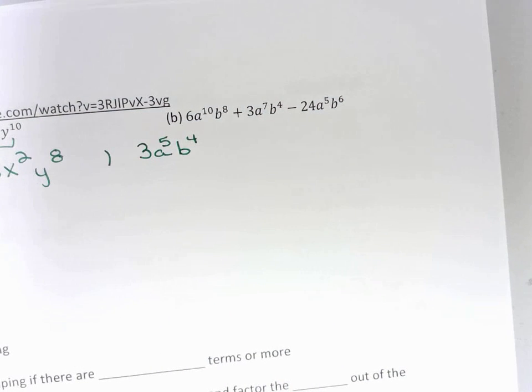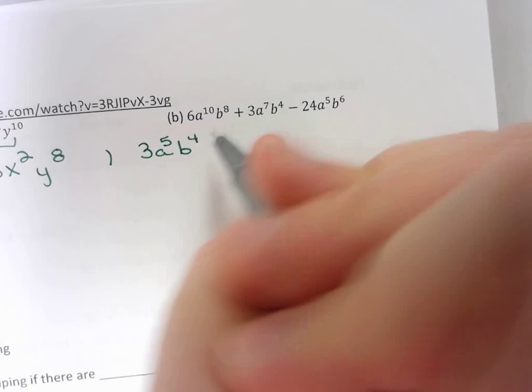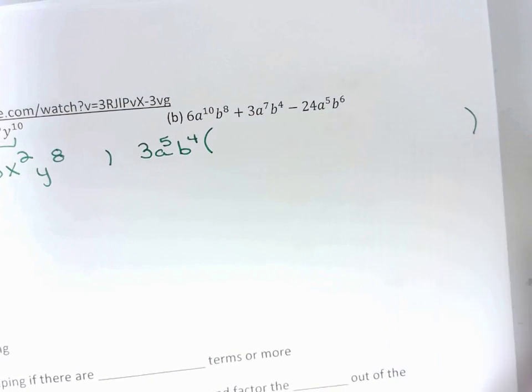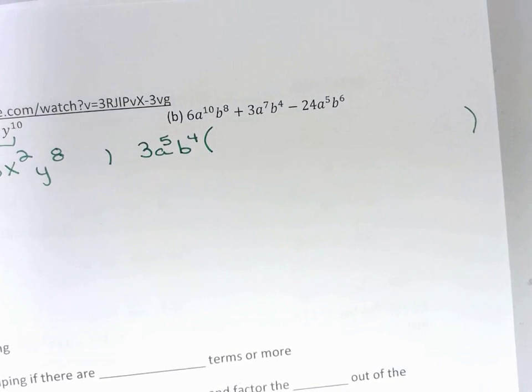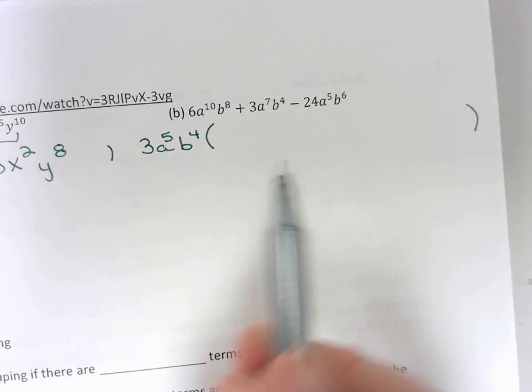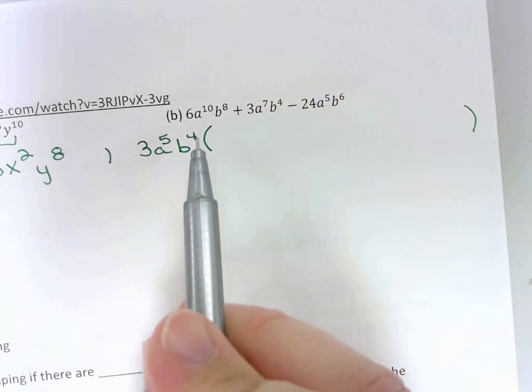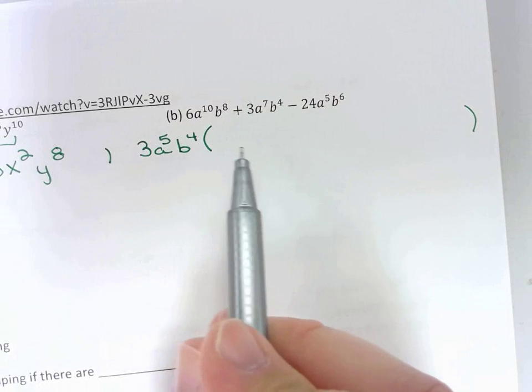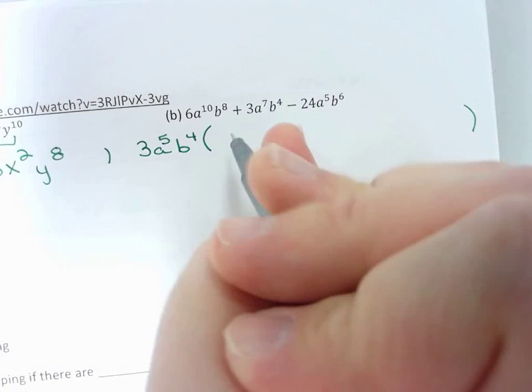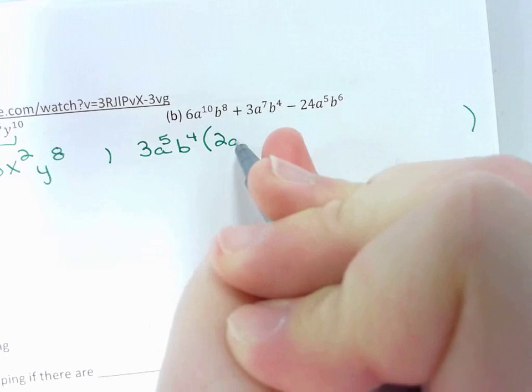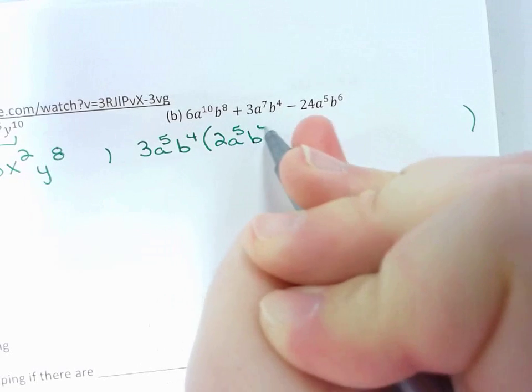That was the GCF. The GCF of all 3 terms goes out front. Then I put my parentheses, because that's what factor means. Write it as multiplication. 3a to the 5th, b to the 4th times what will give me back the polynomial they gave me. So the first term is going to be what? Dylan, what was the first term? 2a to the 5th, b to the 4th.